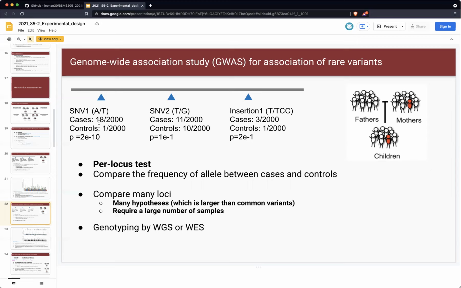And also, to do a proper test, you have to use a larger number of samples, right? And if you want to study rare variants, you can use whole genome sequencing or whole exome sequencing, right? You cannot do it by microarray because microarray is designed based on common variants.